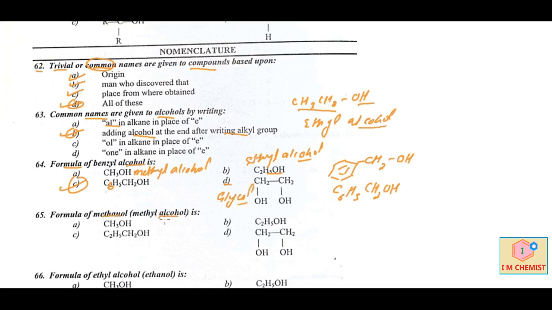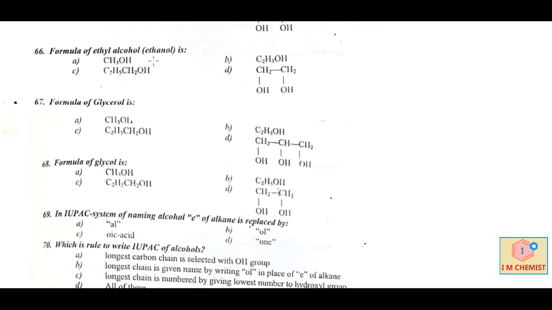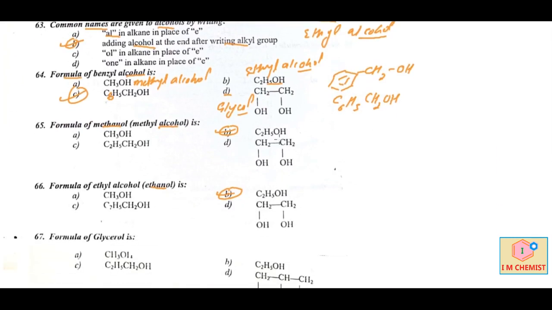Formula for methanol, methyl alcohol, as I have already mentioned, so option number B is correct. Next one, formula for ethyl alcohol, also known as ethanol in the IUPAC system. So in case of ethyl alcohol, that would be option number B. I think this MCQ is repeated again. Sorry, in case of methanol, option number A would be correct, not option number B. This is ethanol, or you can say that this is ethyl alcohol.